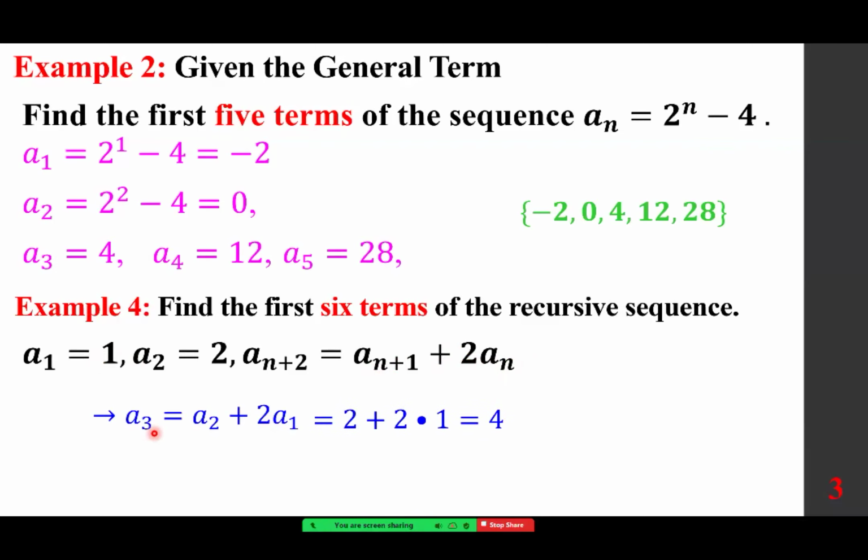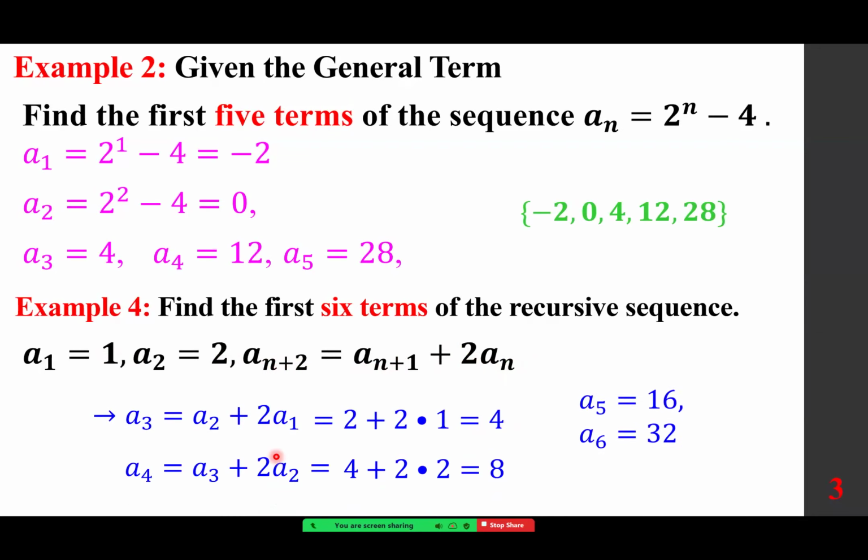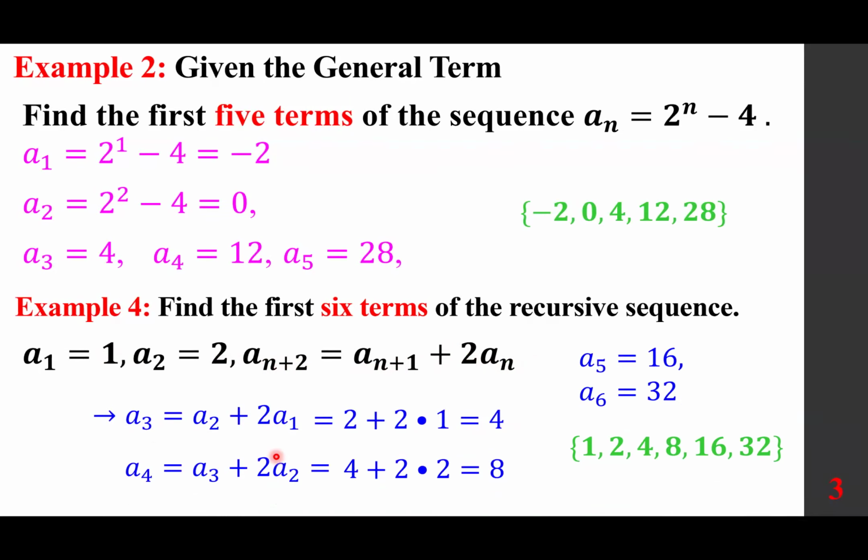Now, the next one is a sub 4. According to this, a sub 4 is a sub 3 plus 2 a sub 2, which makes it 4 plus 2 times 2, which is 8. And we can continue with the rest of them. As long as we can show work for two, that means we can handle all of them.